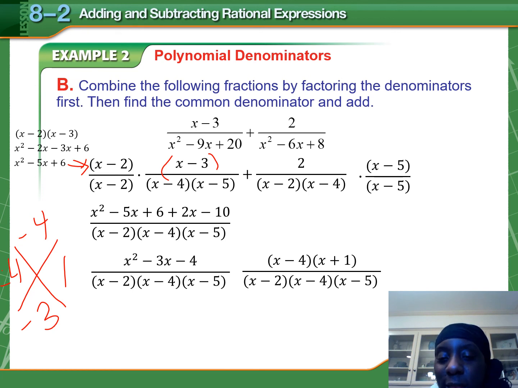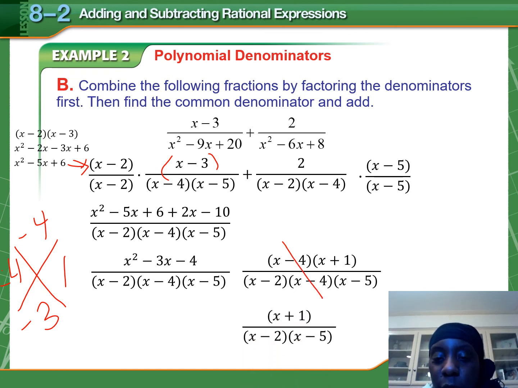Now, if you look at that, what do you now see that you learned how to do with simplifying fractions and multiplying rational expressions? Well, right there, that baby's gone. And so my answer is really x plus 1 over x minus 2 times x minus 5.